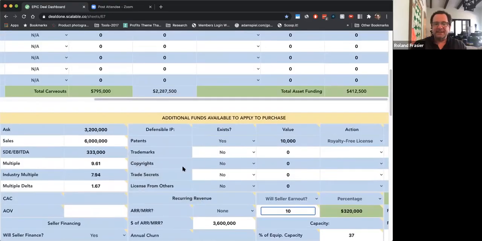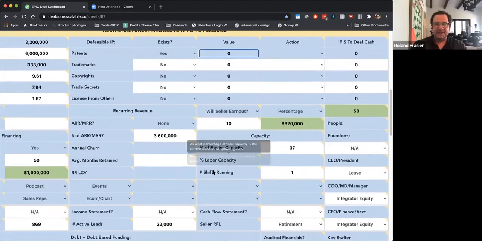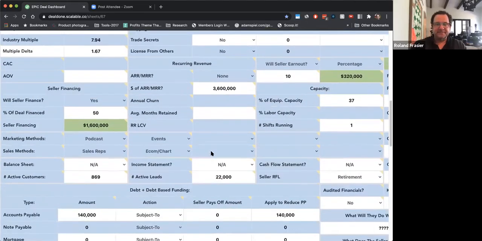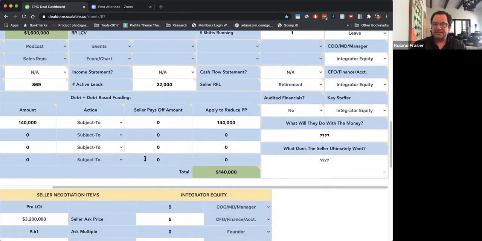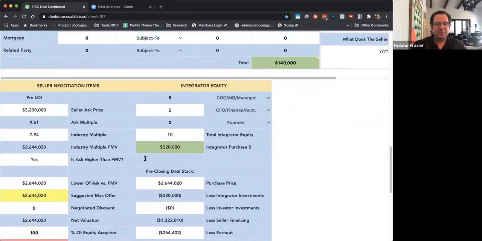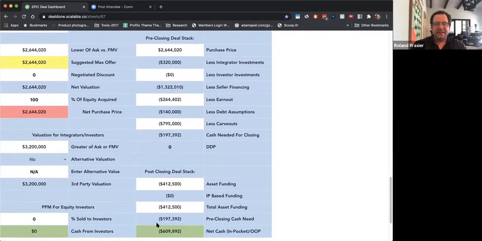And let's say I don't do anything with this patent. It exists, but I'm going to say I'm not going to do anything with that. So that's going to be 0. And what else do I want to play with here? Let's see. I think that's actually a pretty strong deal at this point. And you can see that it still allows me to put $600,000 in my pocket.